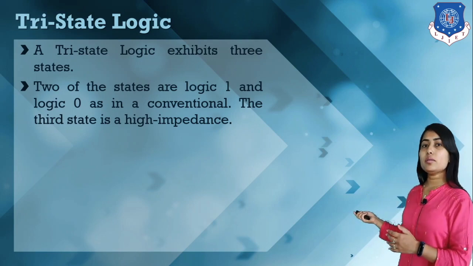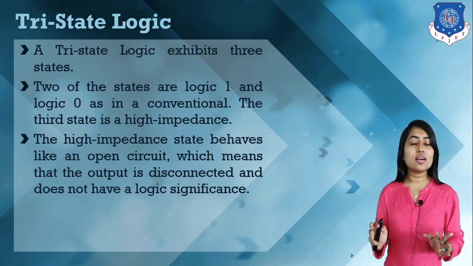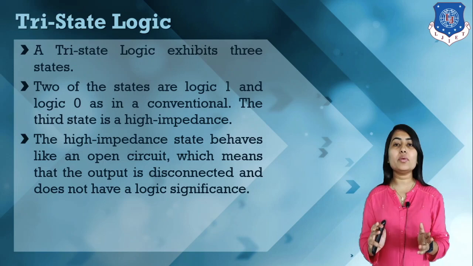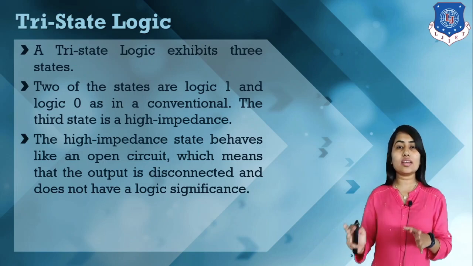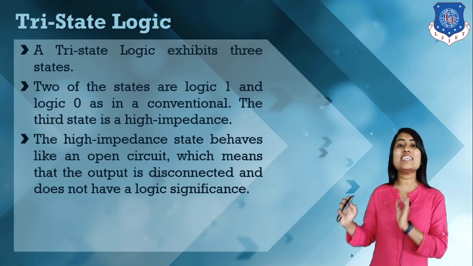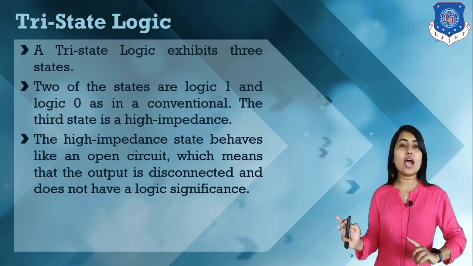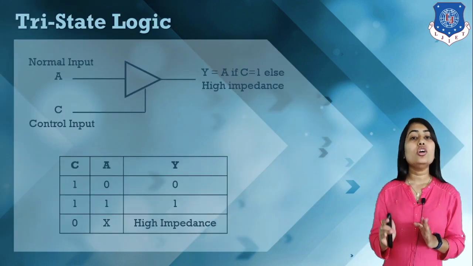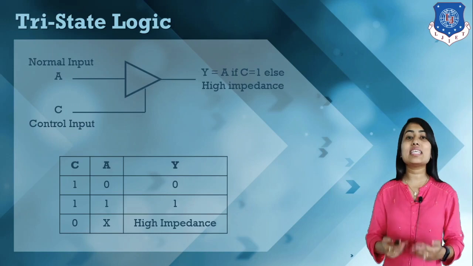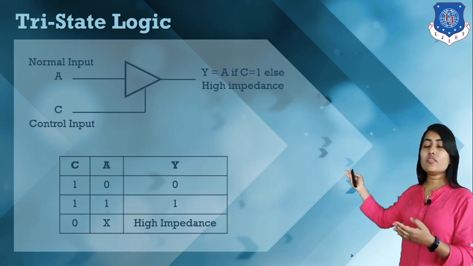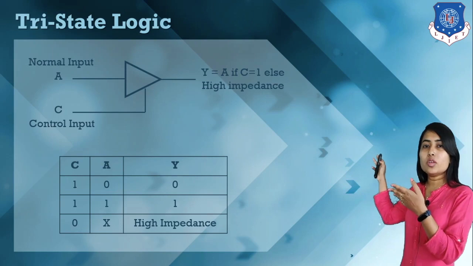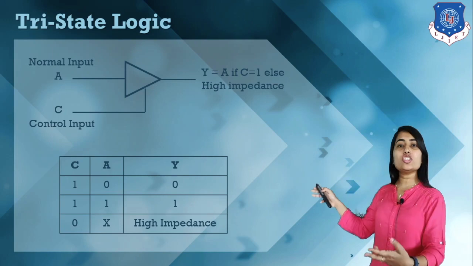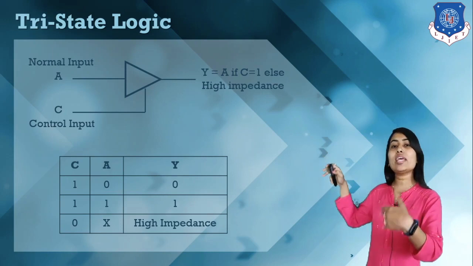This high impedance state behaves like an open circuit, meaning there is no logical significance of the input at the output side. Here we have a logic diagram and a truth table for this tri-state, or three-state, logic. Here we have this triangle, so our inputs can flow in this direction. We have a normal input and a control input.